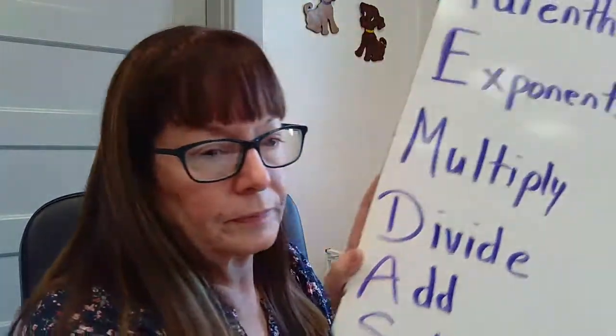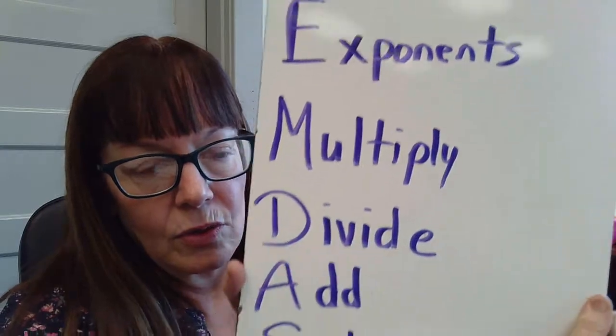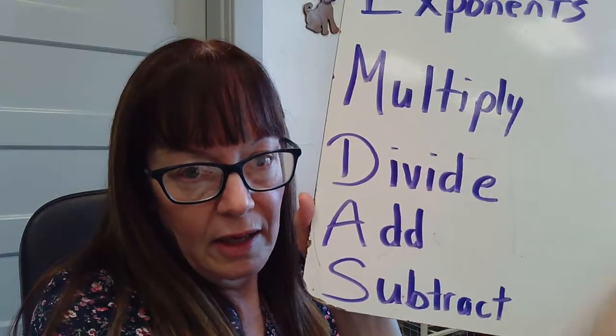You won't have any exponents, so you don't have to worry about exponents today. You work inside parentheses first, and then you go on and multiply and divide and add and subtract, left to right. Don't go and do all the multiplication first. Work left to right.